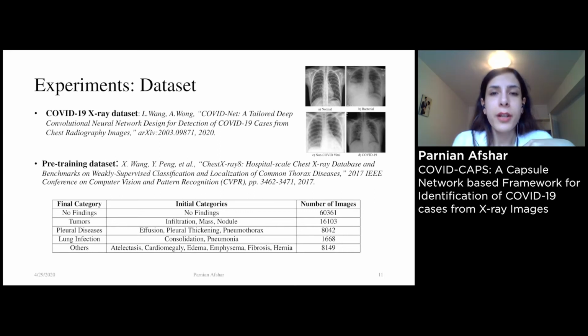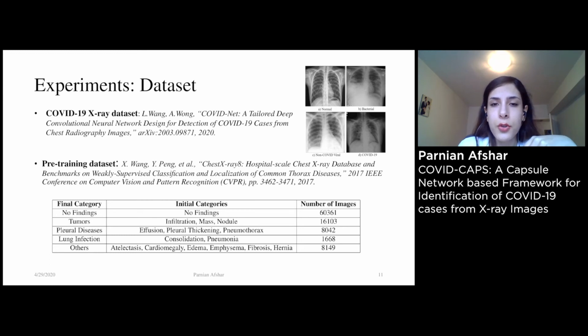So for our experiments, we use two separate data sets. The first one is the original COVID-19 dataset, which we got from the COVID-Net paper from University of Waterloo. This dataset contains patients with 4 labels: normal, bacterial, non-COVID viral, and COVID-19 infection. We regrouped normal, bacterial, and non-COVID viral cases as negative cases and COVID-19 as positive cases.